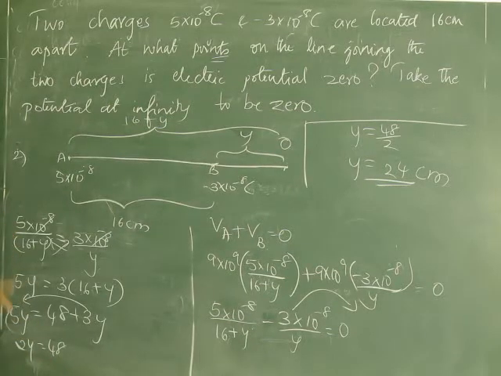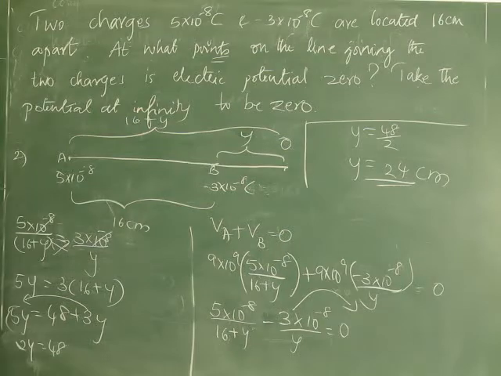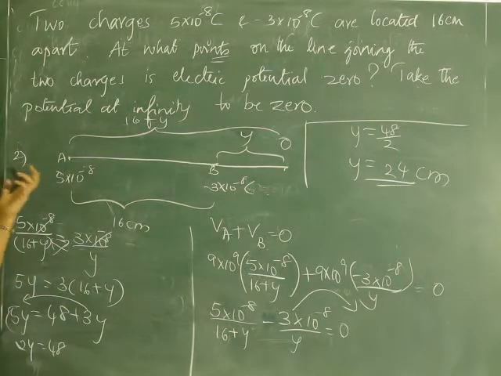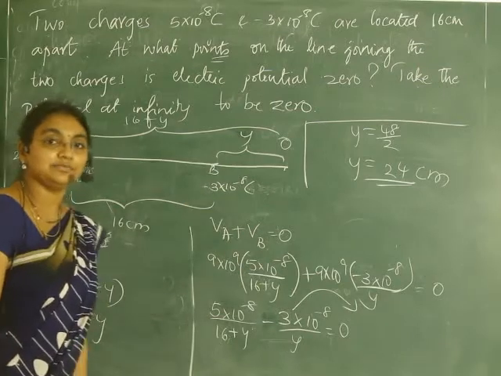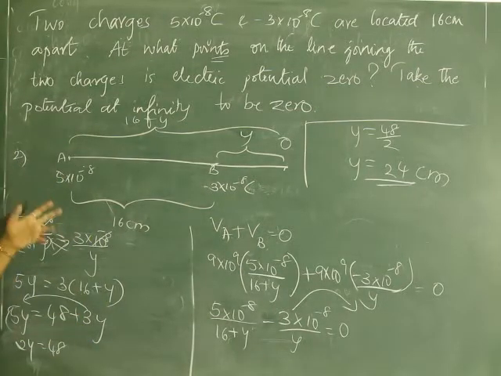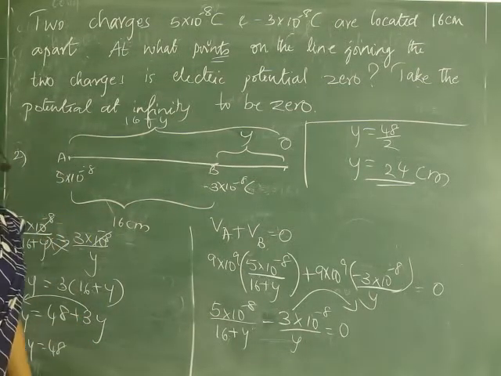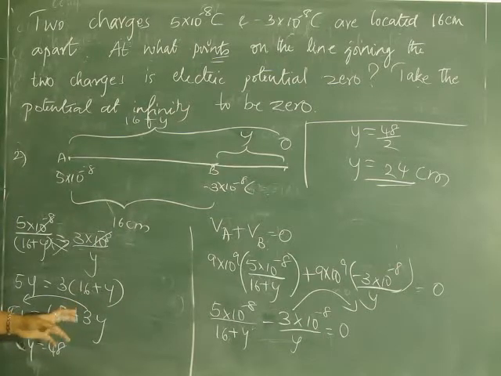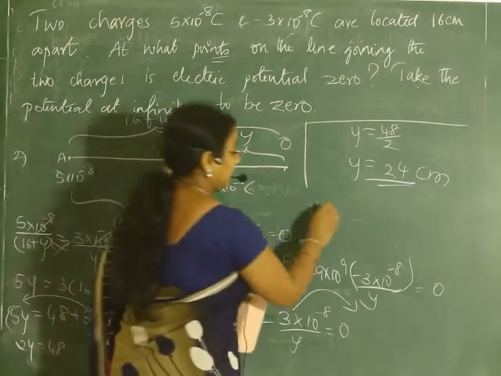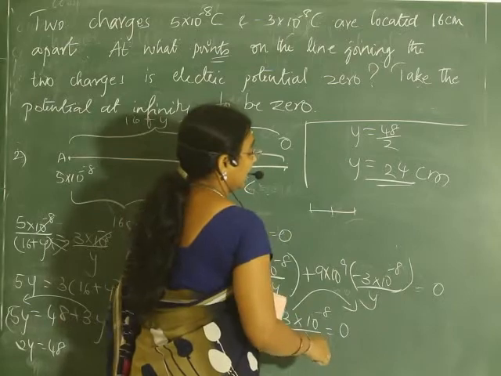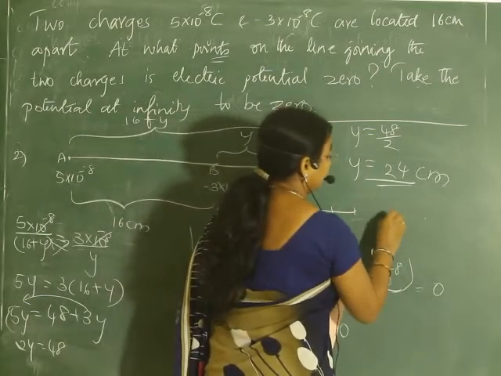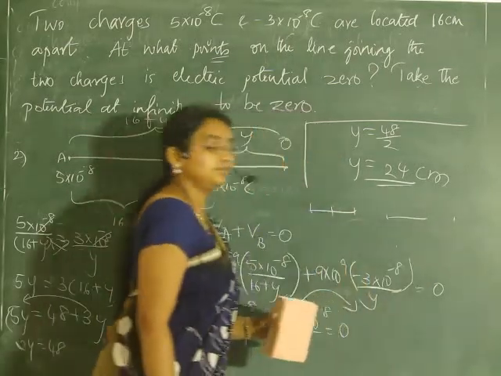So there are 2 points where you can say the potential is 0. If you keep it on the other side, there is one more distance, but with small changes in the value. Okay, so if you calculate for 2, it's enough. Understood? So for one, somewhere in between the 2 charges, and for the other, somewhere outside the 2 charges.